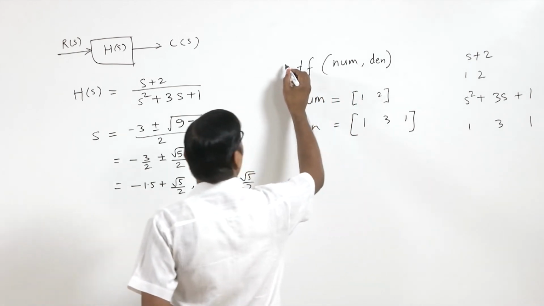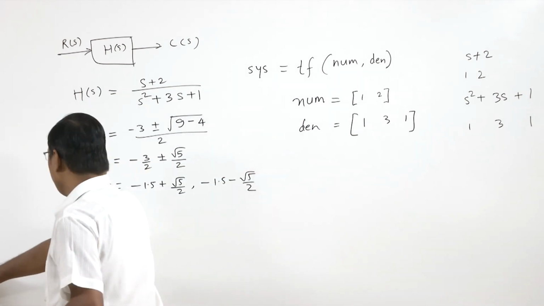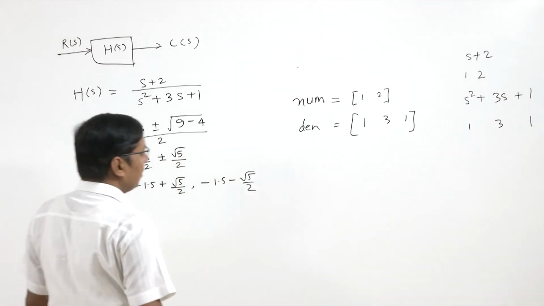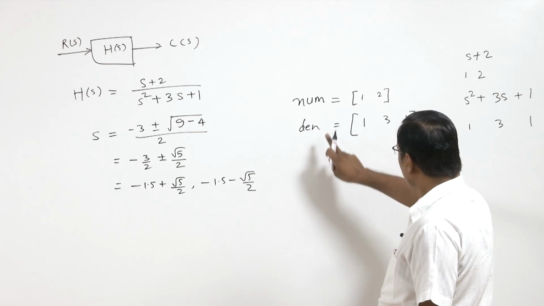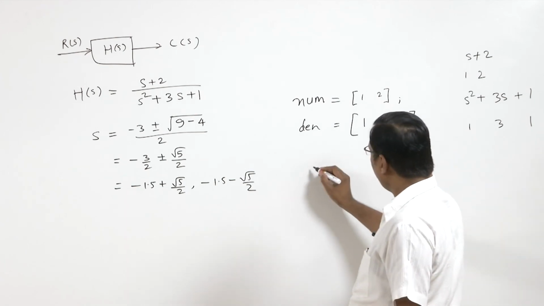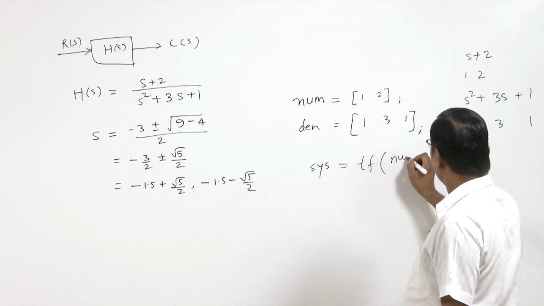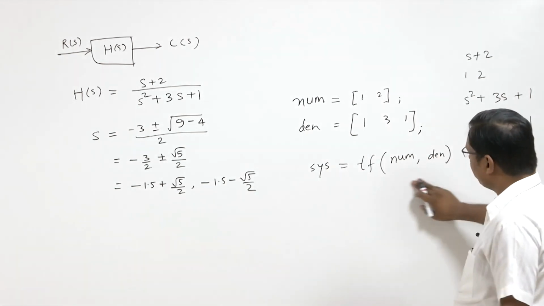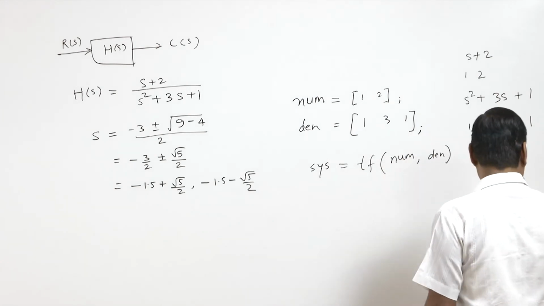Let's say this is a system. When we write this command in MATLAB, we first have to define these variables, num and den. Then we can write, let's say, sys equal to tf of num comma den. We will get sys as the transfer function that has this numerator and the denominator 1, 3, 1.